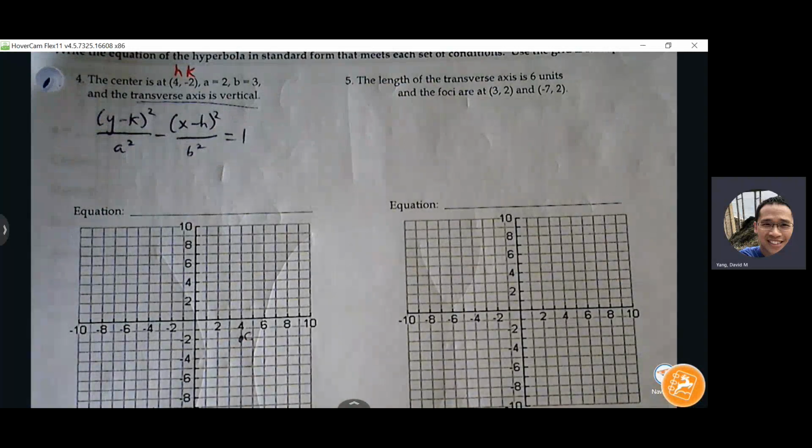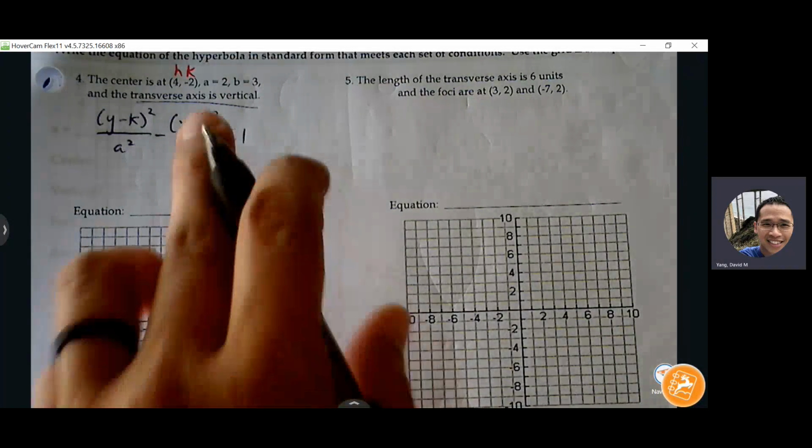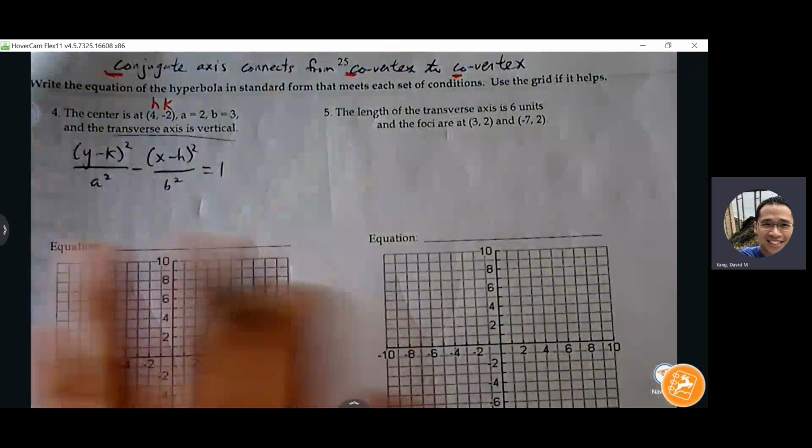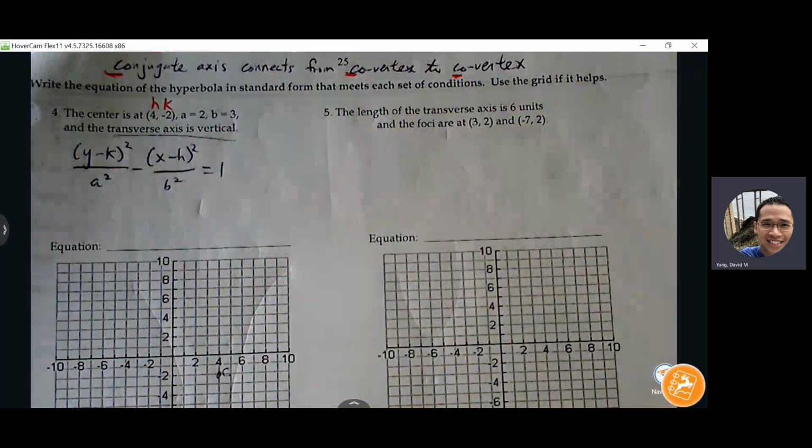And we don't have to sketch more than what we need. So the whole point of this is just to write the equation. It says use the grid if it helps. We don't have to fill out the entire picture.